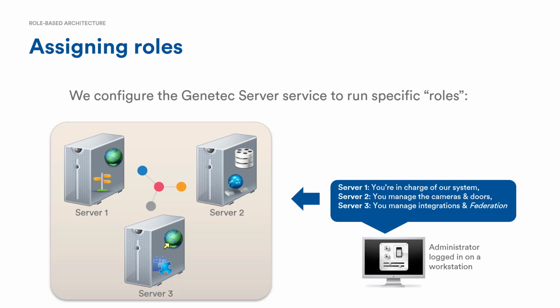This illustration is showing a 3-server system where the administrator connects from a workstation using the config tool application and deliberately assigns specific roles to specific servers. Those icons you see on the servers represent the different roles.